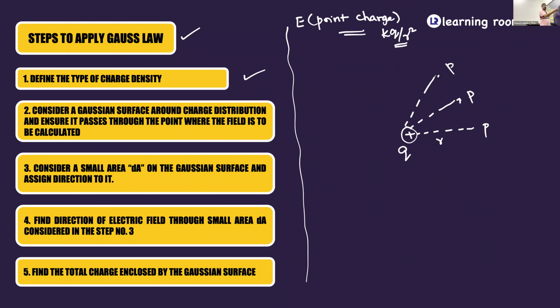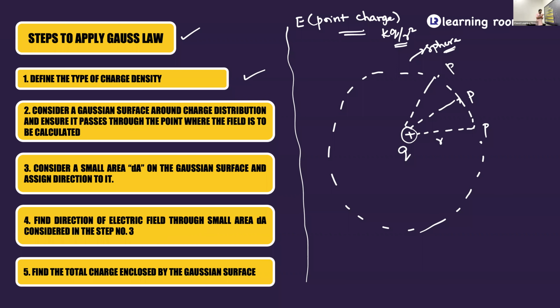Right? So the point P can be on the back side also. So what is the shape you are going to get? You will get a sphere. Am I clear? I hope the second step is clear. Consider a Gaussian surface, and I followed something else also. What is that? I've considered it through the point where the electric field is to be calculated.